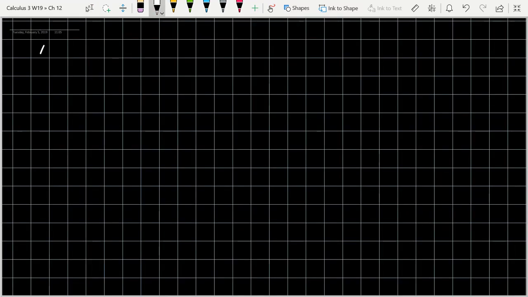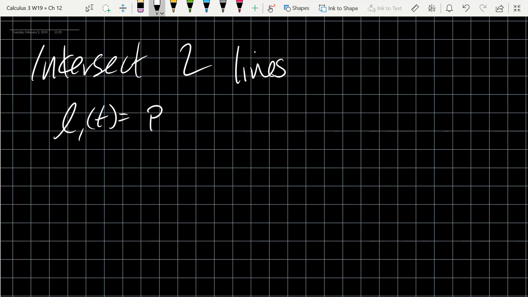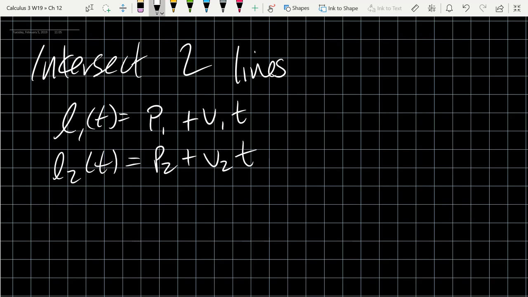So we'll intersect two lines. Line one of t will be P1 plus V1t, and line two will be P2 plus V2t.